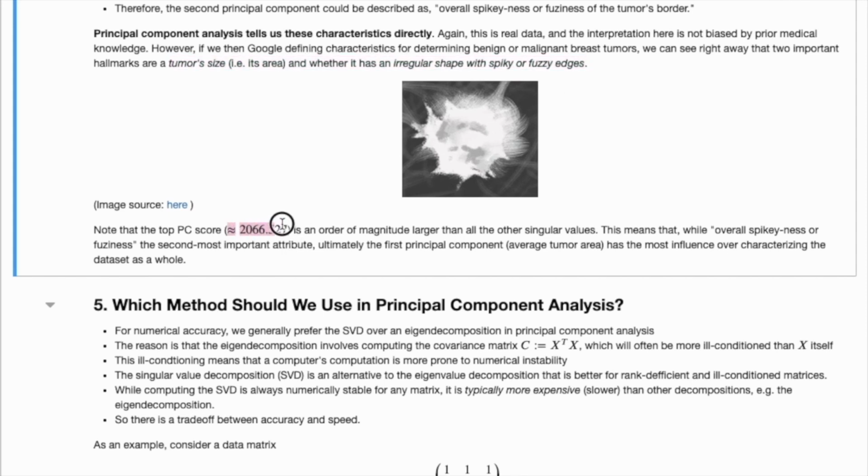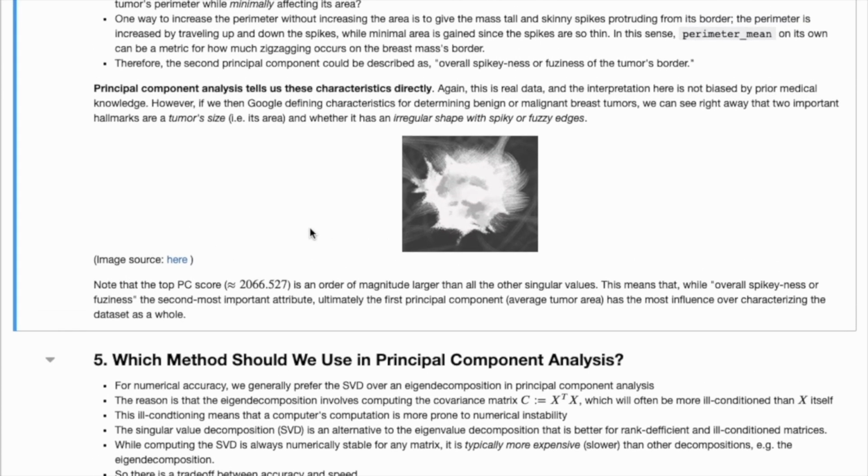Now, note that the top PC score, again, above 2000, is an order of magnitude larger than all of the other singular values. This means that while overall spikiness or fuzziness is the second most important attribute, ultimately, the first principal component, the average tumor area, has the most influence over characterizing the dataset as a whole.